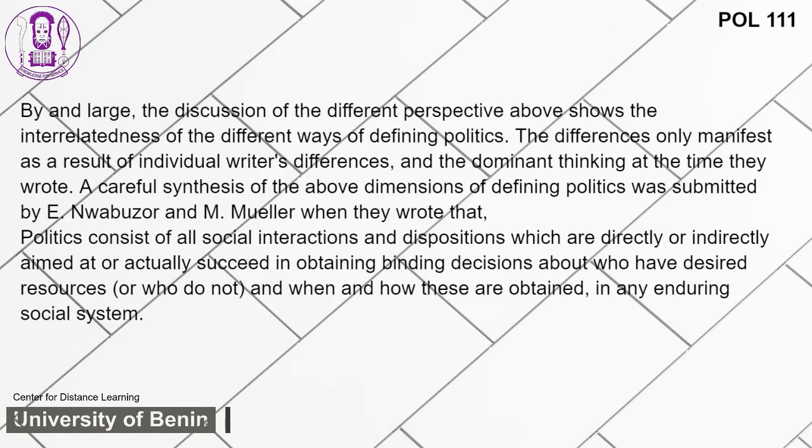The differences only manifest as a result of individual writers' differences, and the dominant thinking at the time they wrote. A careful synthesis of the above dimensions of defining politics was submitted by Ian Wabuser and M. Mueller when they wrote that politics consists of all social interactions and dispositions which are directly or indirectly aimed at or actually succeed in obtaining binding decisions about who has desired resources, or who does not, and when and how these are obtained, in any enduring social system.